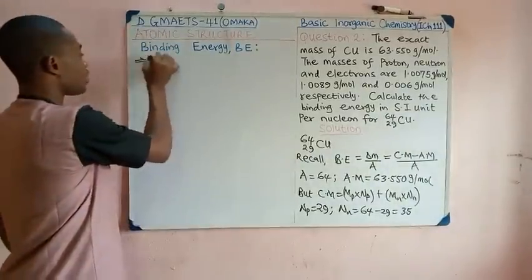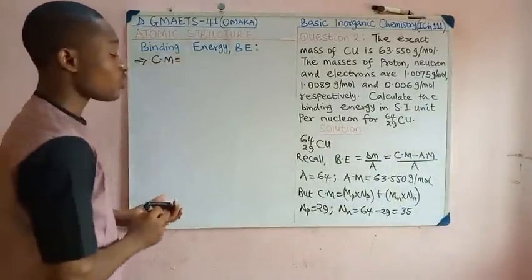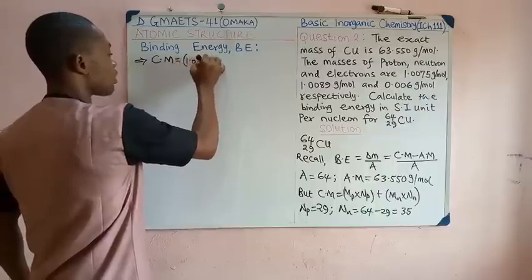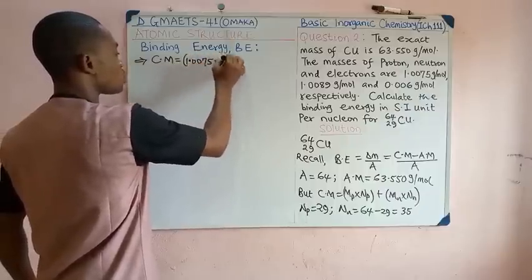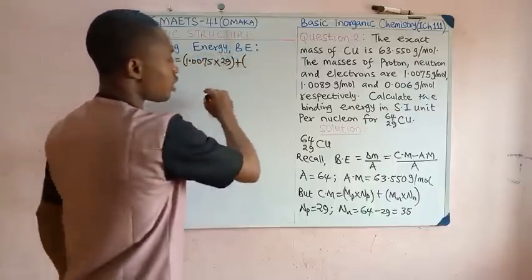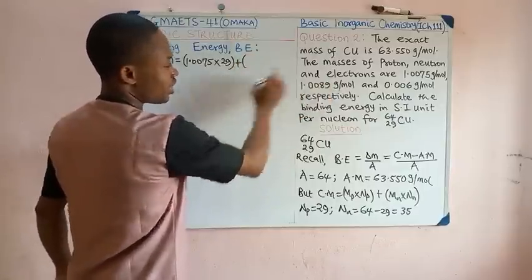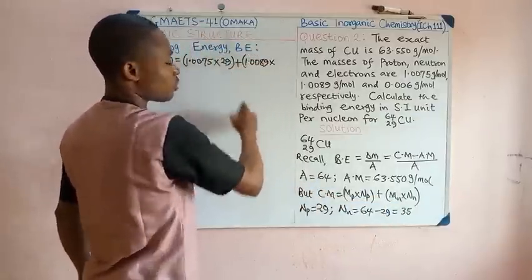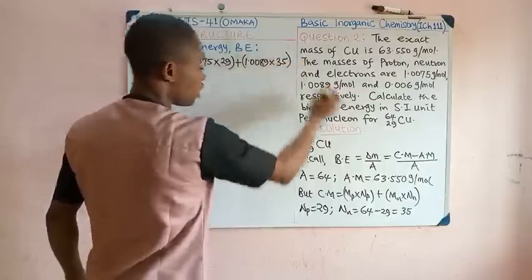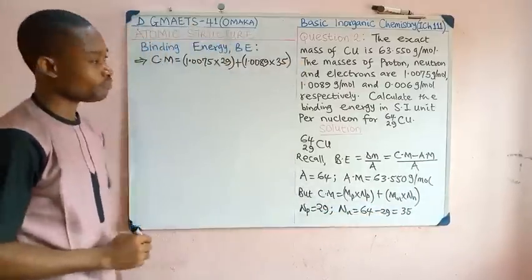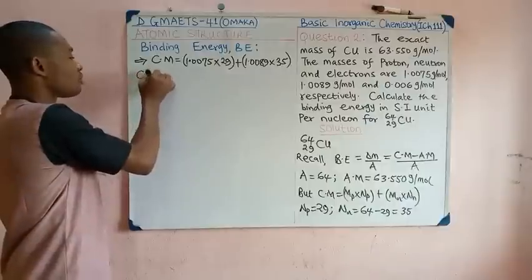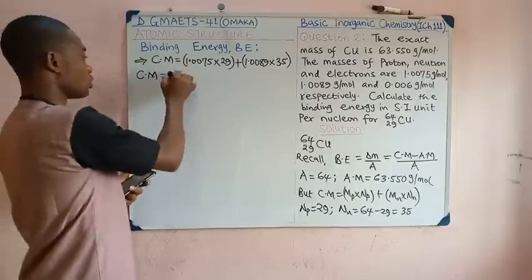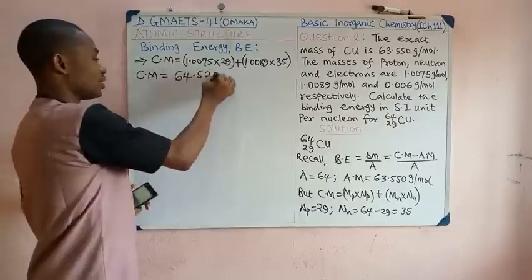It implies that the calculated mass will now be equal to, let's see what we'll get. The mass of proton is 1.0075. We multiply by the number of protons, which is 29. Then add the mass of neutrons, which is 1.0089, multiplied by the number of neutrons, which is 35, as we obtained for copper. Calculated mass, if you work this out, gives us 64.529 grams per mole.